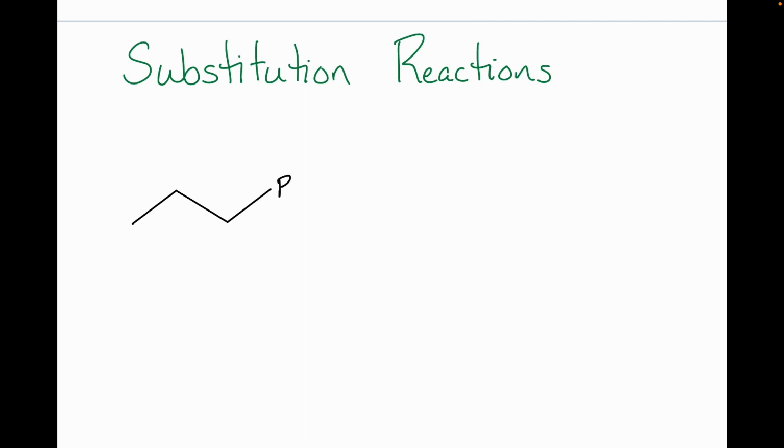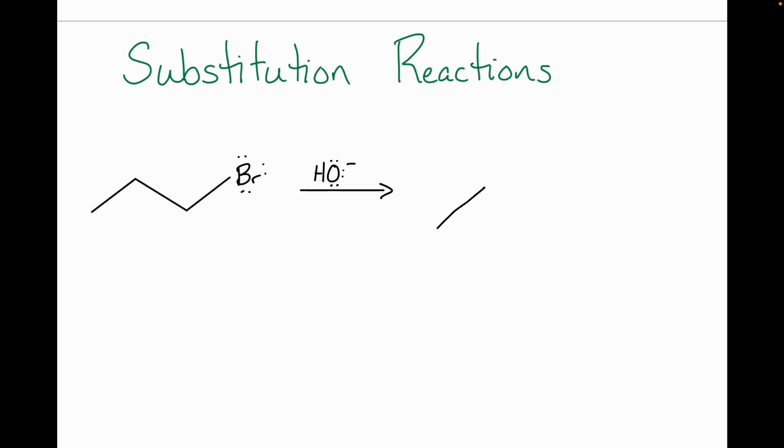First things first, let's take an alkyl halide. We're going to mix it with sodium hydroxide, really just the hydroxide is the important bit. We want to perform a substitution reaction here, so we're focusing only on the substitution side of things. I'm going to swap out my bromine for that OH.